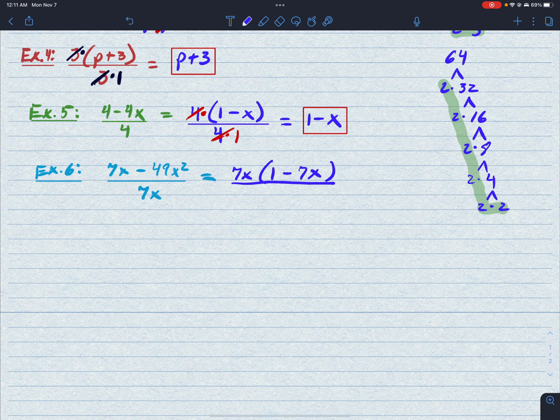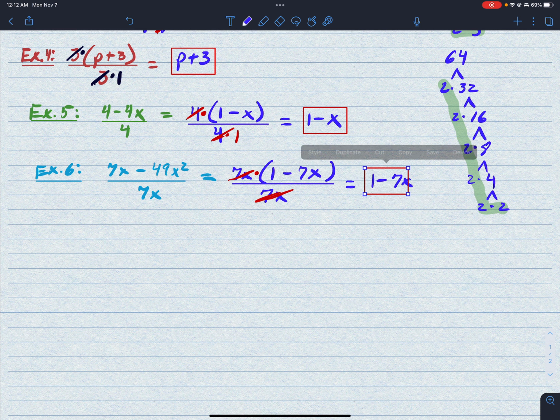And what's on the bottom? Well, 7x. So as we've done in the previous two examples, now that I have 7x on the top as part of a multiplication, it is technically being multiplied by this quantity, and I have 7x on the bottom, I can cross them off. So what am I left with? 1 minus 7x. All right, final answer.